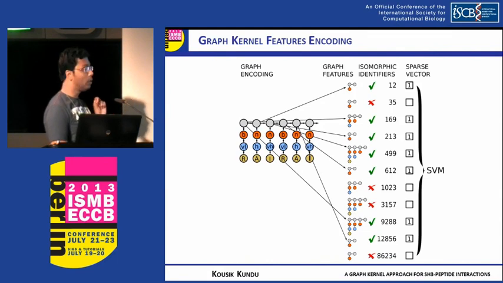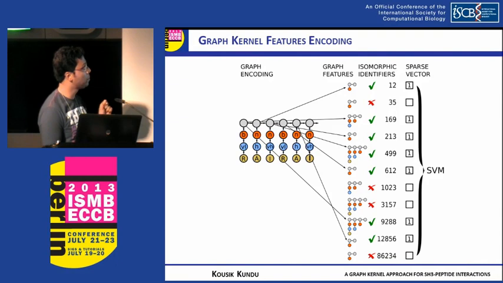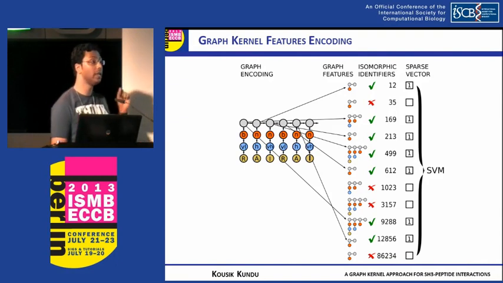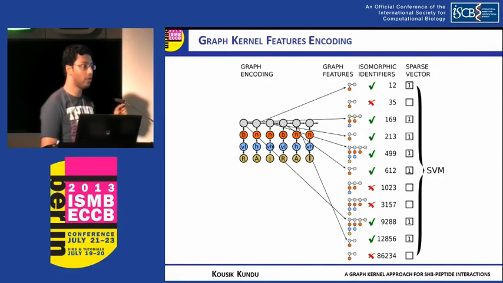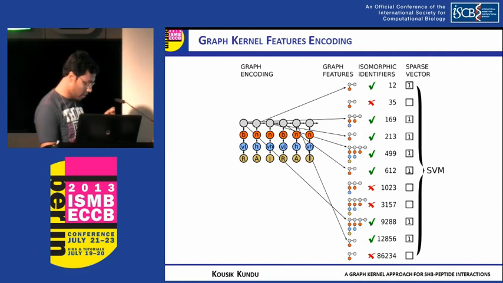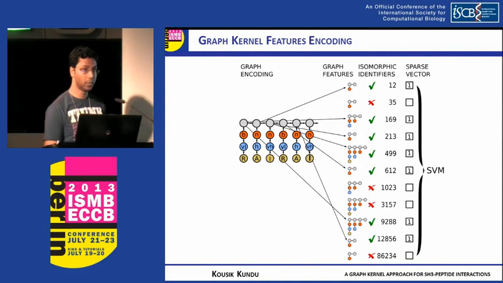And then we used a hashing technique to get the isomorphic identifier for each graph feature. It is an integer number, and it gives you a unique identifier for each feature. After that, we get the sparse vector from the isomorphic identifiers. And once you get the sparse vector, we use the SVM.